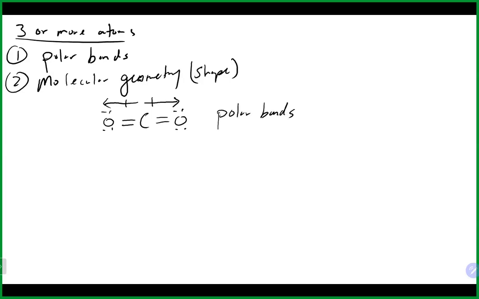So how many electron pairs does this have? This has 2 electron pairs, right? Each double bond counts as 1, and it has 2 bonds. So the molecular geometry of something with 2 electron pairs and 2 bonds is linear.